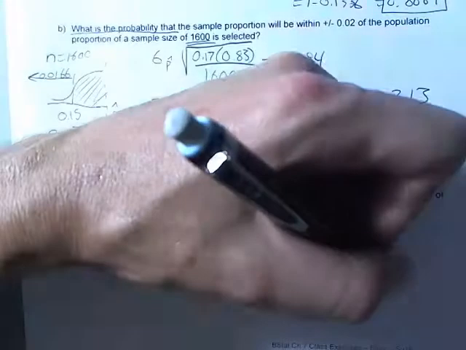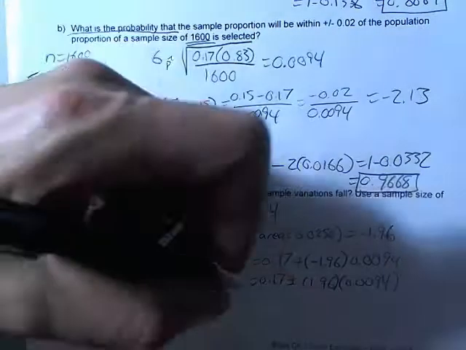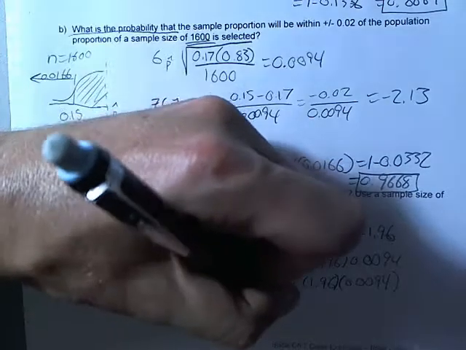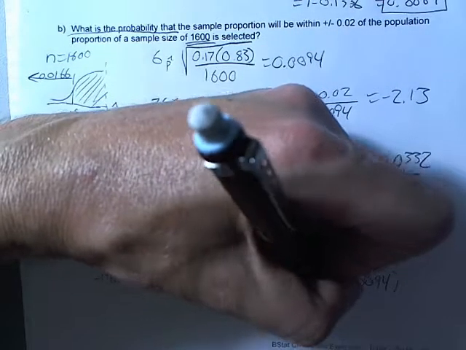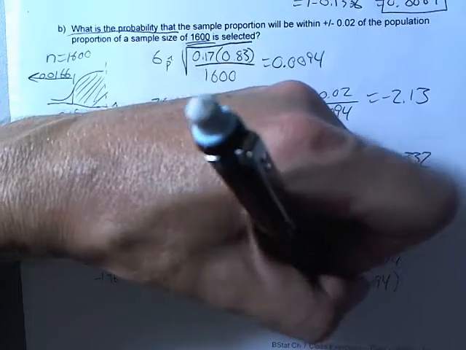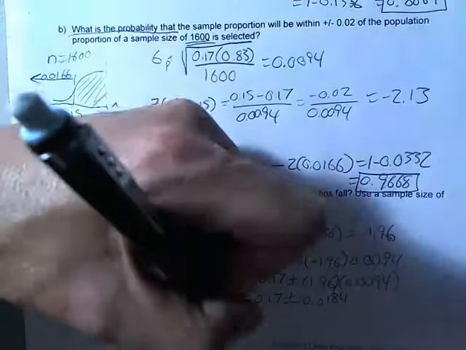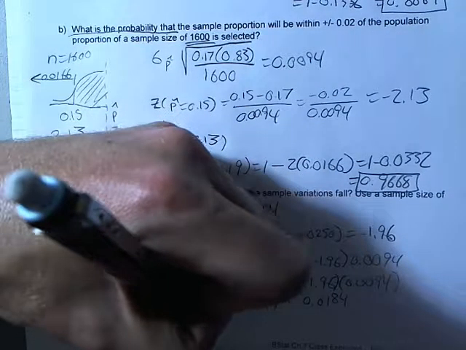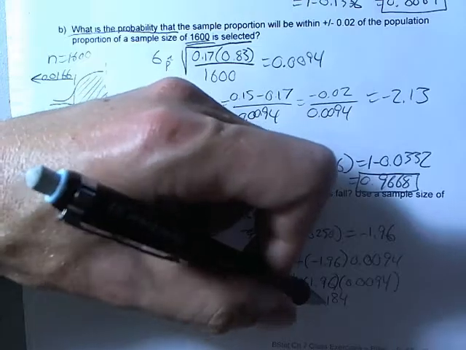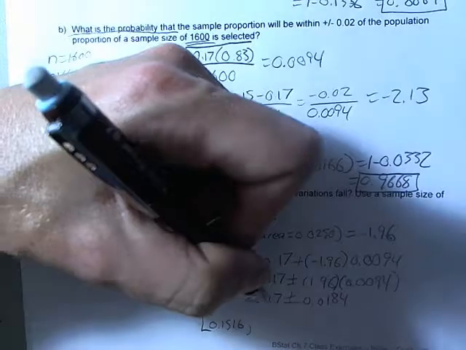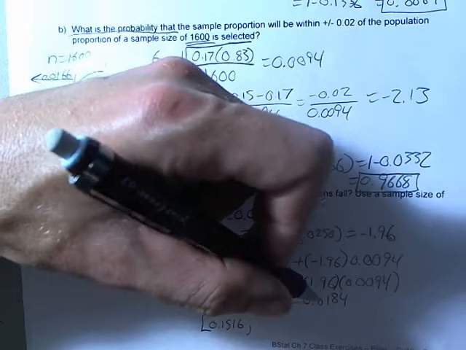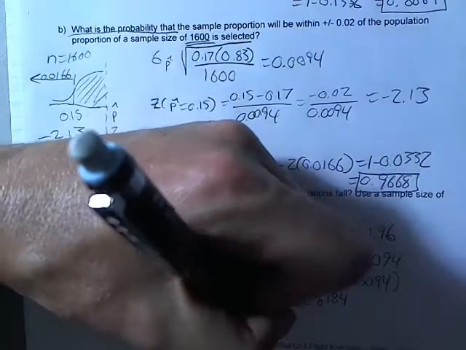0.094. And in doing the math on that, 17% plus or minus 0.0184. So final answer for this one, 17% minus this amount is 15.16%. 17% plus this amount is 18.84%.